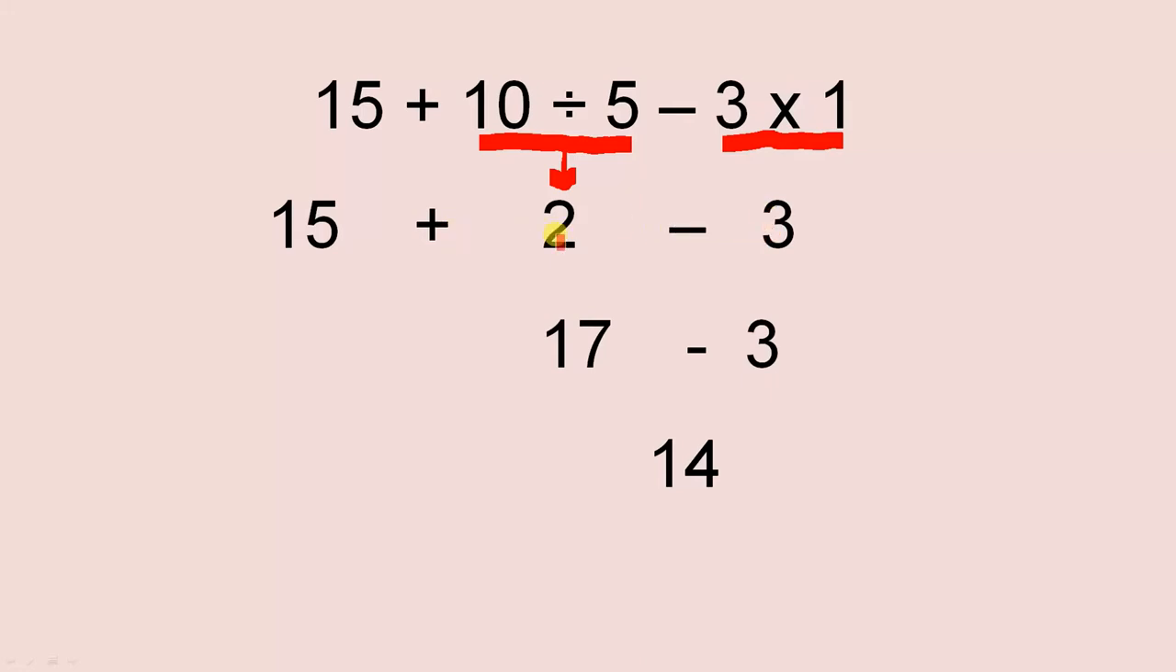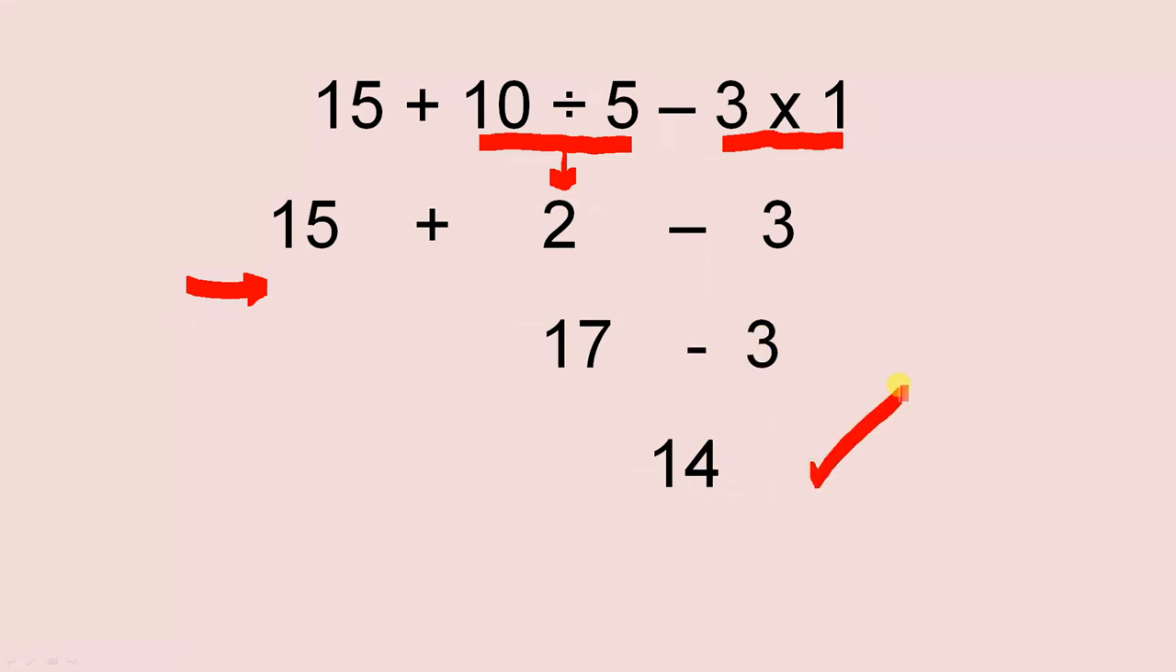We only have addition and subtraction. There's no more multiplication and division. So we work from left to right. We just go straight across. 15 plus 2 gives us 17. There's our 17. 17 take away 3 gives us 14.